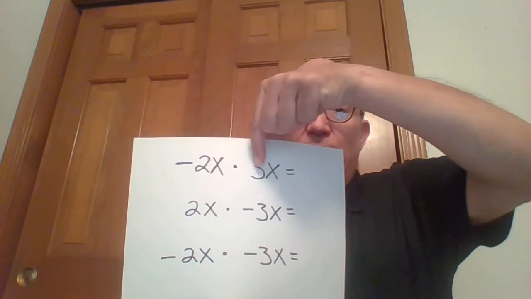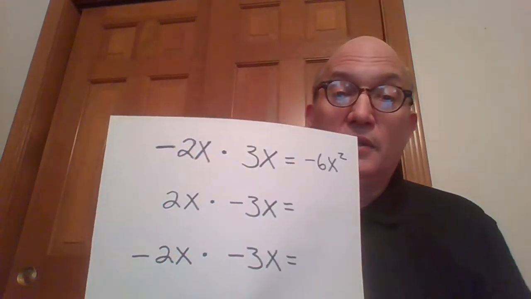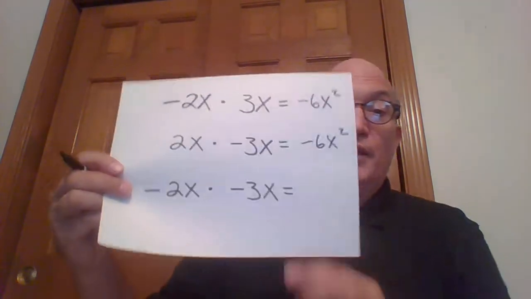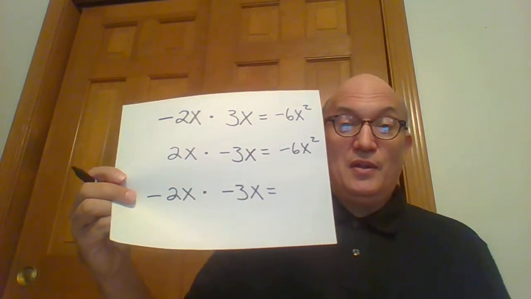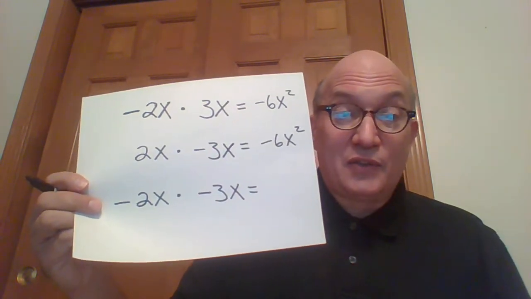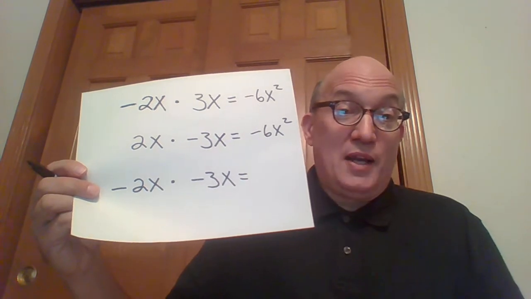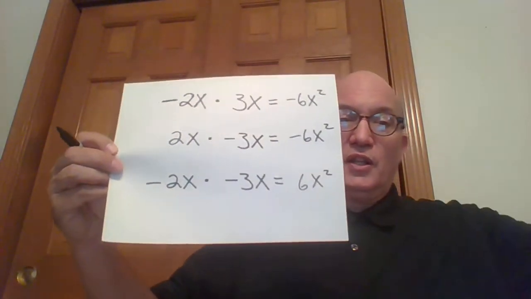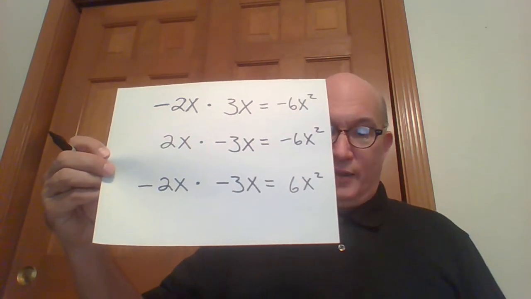Here we have negative times positive, so it's going to be negative 6x squared. The second one has the same result. Positive times negative is negative, so this one will again be negative 6x squared. But as you know, a negative times a negative is a positive. So negative 2x times negative 3x will be positive 6x squared, just like 2x times 3x is 6x squared. So that's just a little extension of the 2x times 3x.